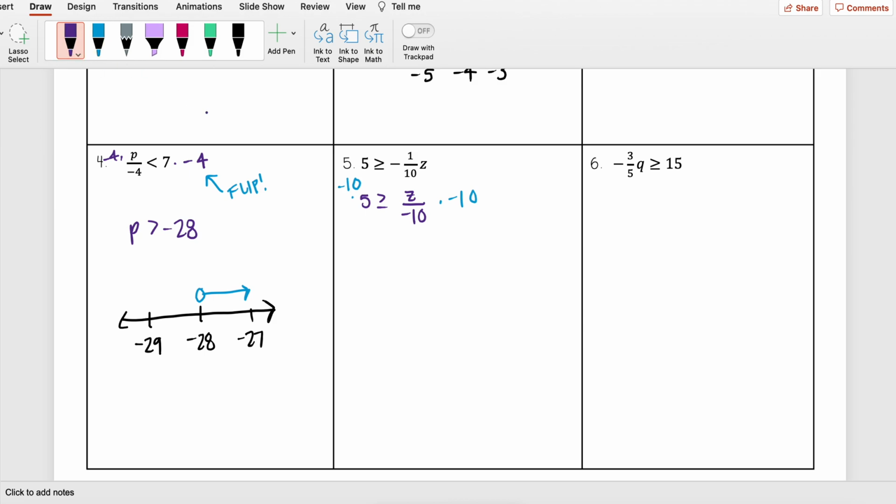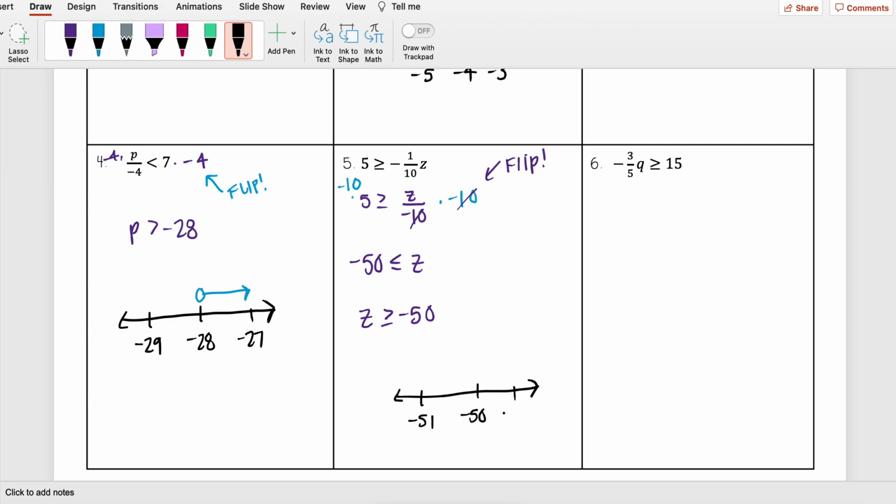And now since I am multiplying by a negative number, I need to flip my inequality, and so I get negative 50 is less than or equal to z. And then I want to have my variable on the left-hand side, so this is going to become z is greater than or equal to negative 50. And this is what I get when I graph it.